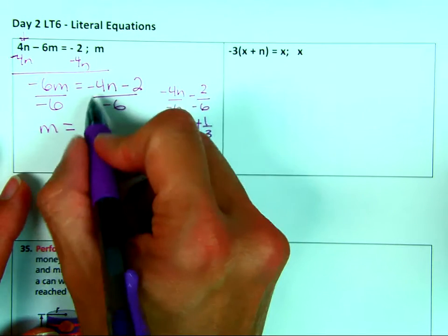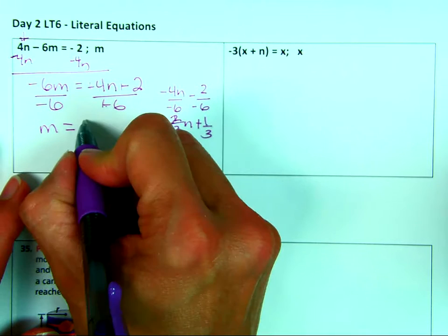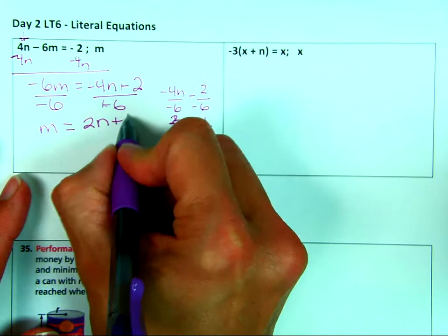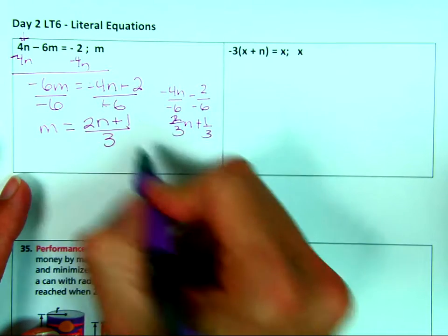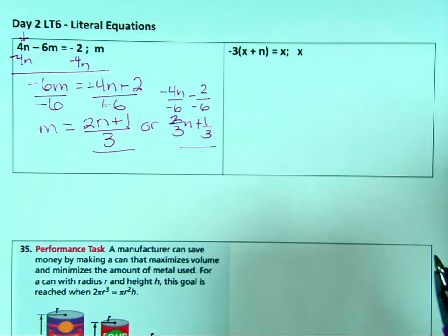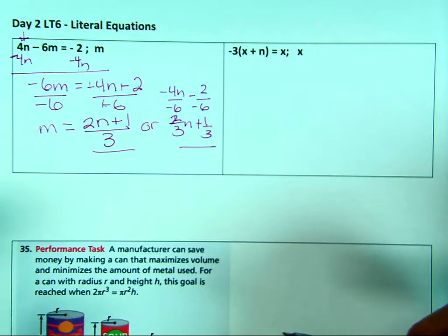Or you could just simplify it here. You could say, oh, everything that's negative divided by negative is a positive, and then 2 goes into 4 2 times, 2 goes into there 1 time, and 2 goes into there 3 times. So either one of these answers is correct. It's up to you which one you like, if you like one fraction or if you like two separate fractions. Either one should be fine.